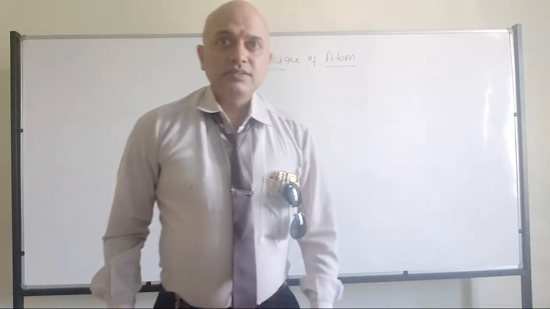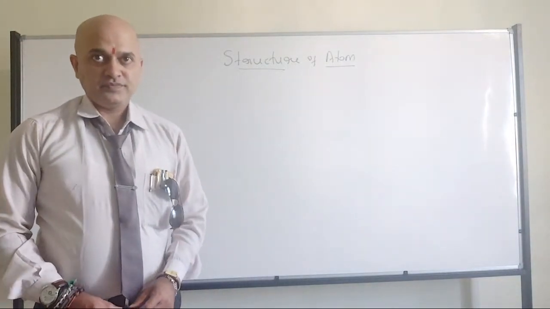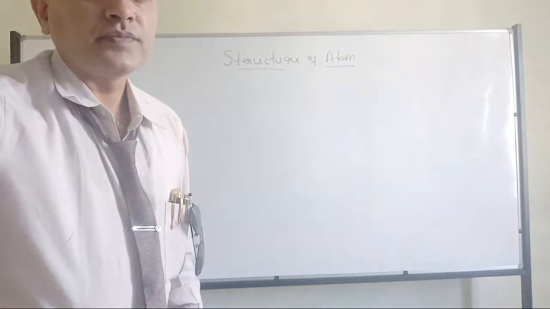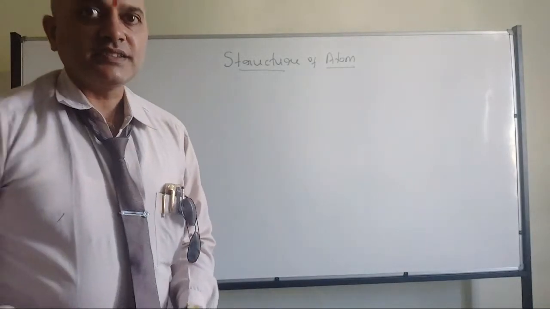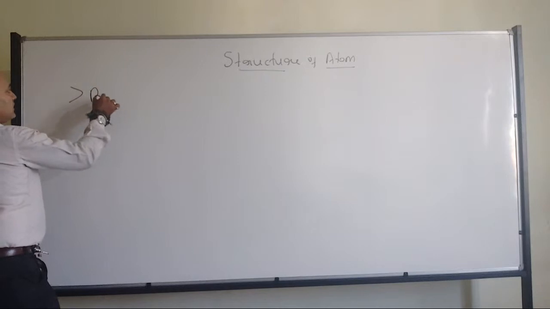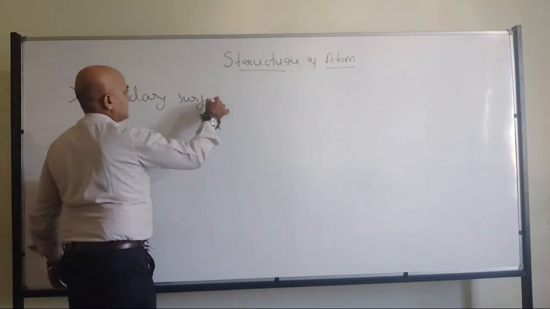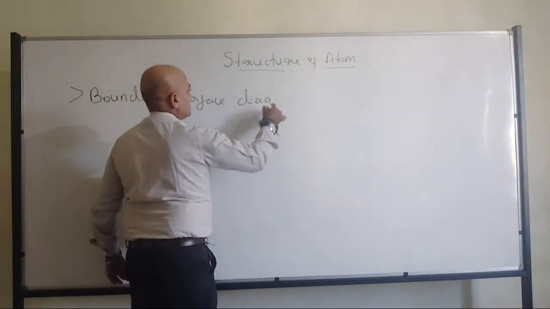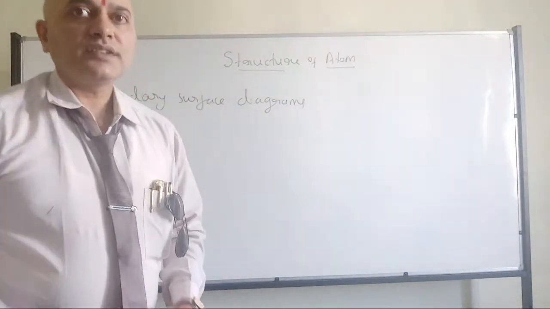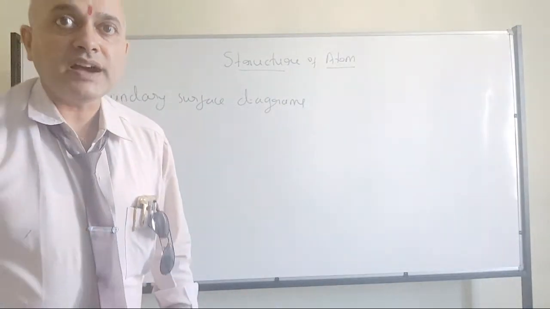Okay. So what we had discussed in the last class? Any one of you? So we had discussed about boundary surface diagrams, right? Very good. So we have discussed about the boundary surface diagram. Yes, all of you are right. Yes, very good, Suchita.